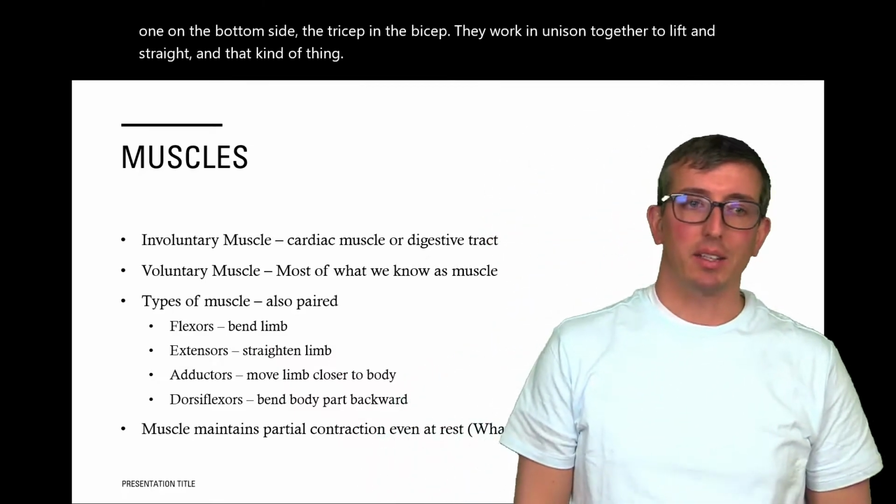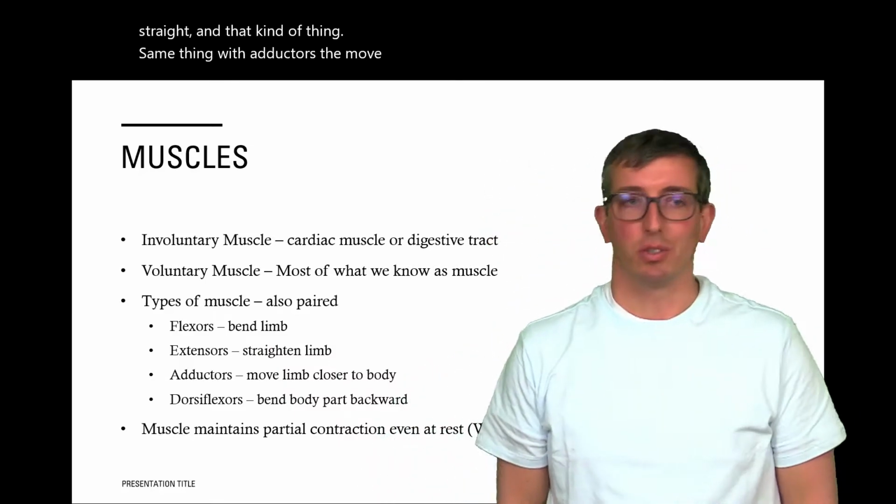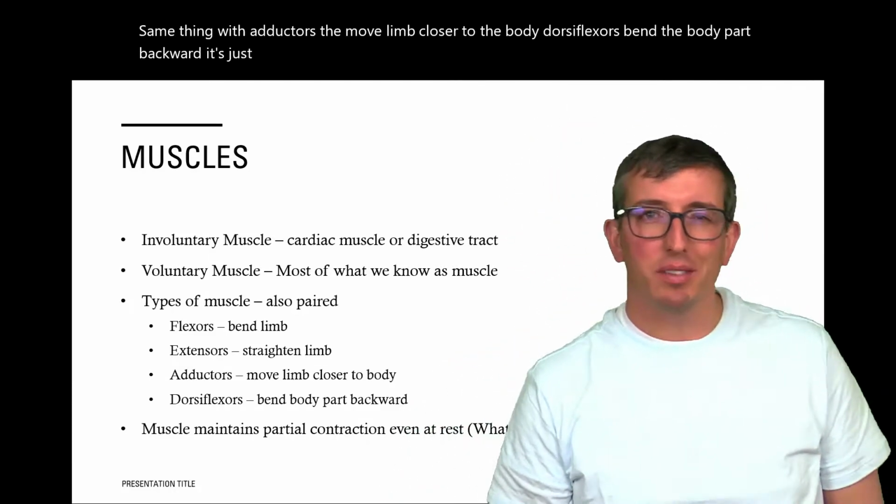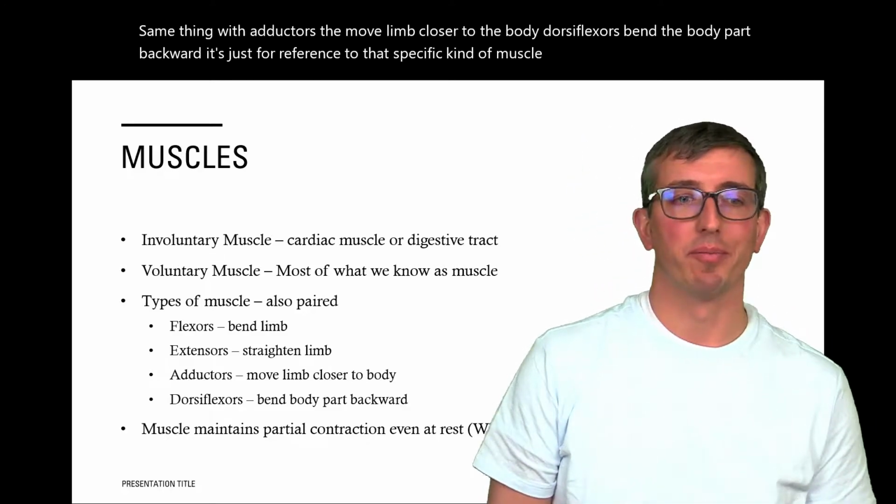Same thing with adductors, to move a limb closer to the body. Dorsiflexors bend the body part backward. It's just for reference to that specific kind of muscle that we're talking about there.